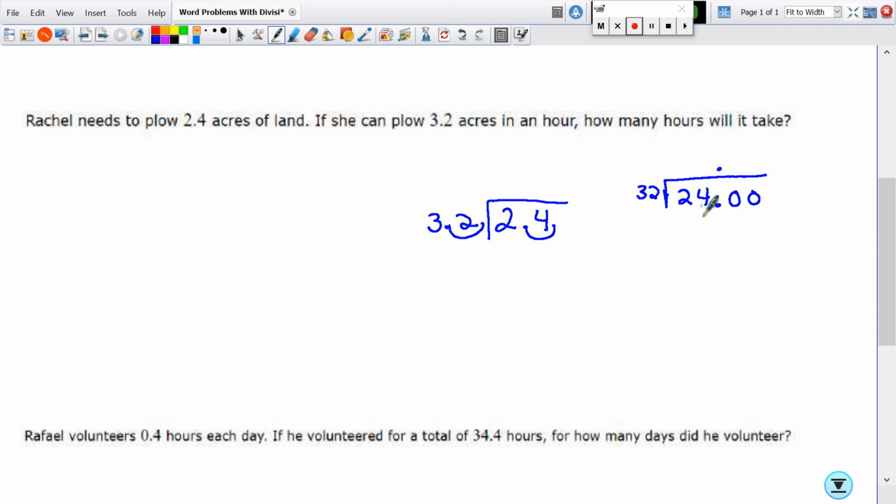So 32 does not go into 24, so I can put a 0. Now you want to deal with the first number and the first two numbers. So 32 goes into 240. Well, 3 goes into 24 8 times. So I'm going to try 8 and see if it works. 8 times 2 is 16. Carry the 1. 8 times 3 is 24, but the 1 is 25, so that's too big.